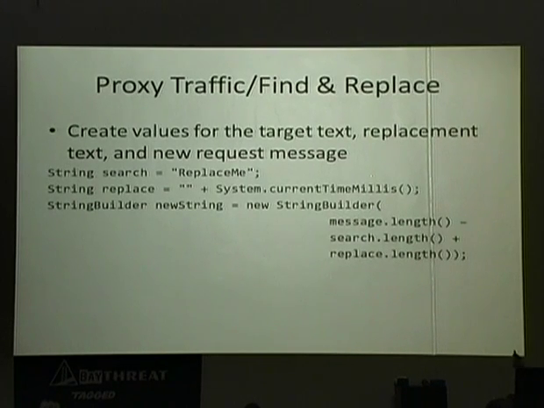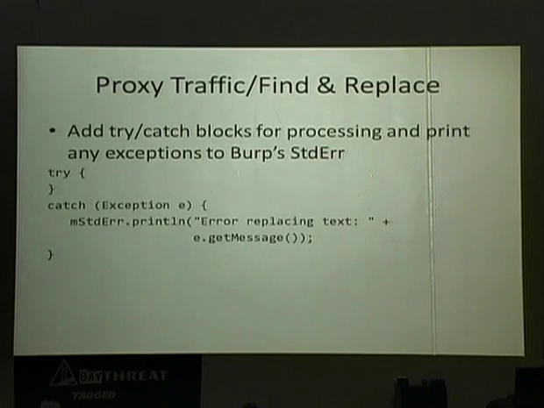But so we're going to define a string replaceMe, and we're going to define our dynamic string, the current time in milliseconds to return, and then we're going to create a new string of the proper length. We're going to take out the old stuff and put in the new length and create that new string. Now we're going to do some I/O that's going to throw an error. So again, in our catch, we can use our standard error and print that out pretty easily.